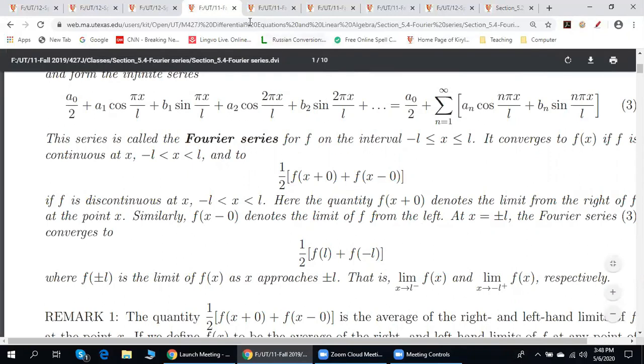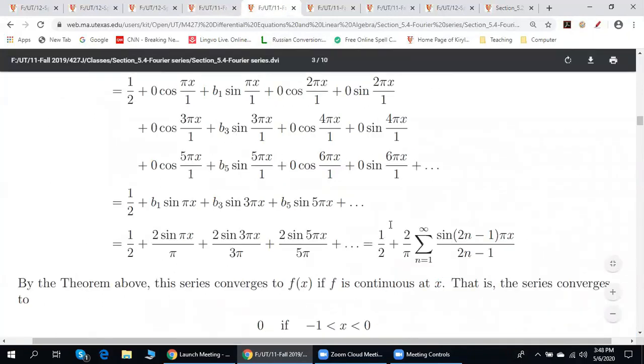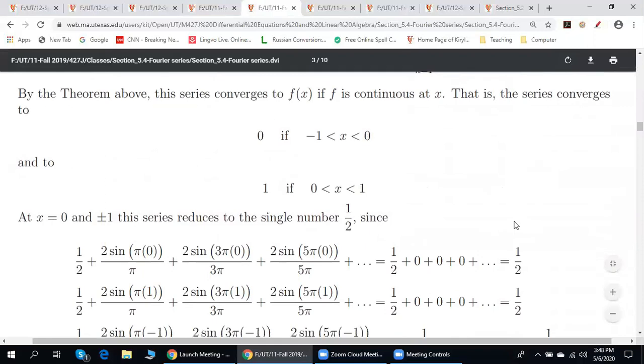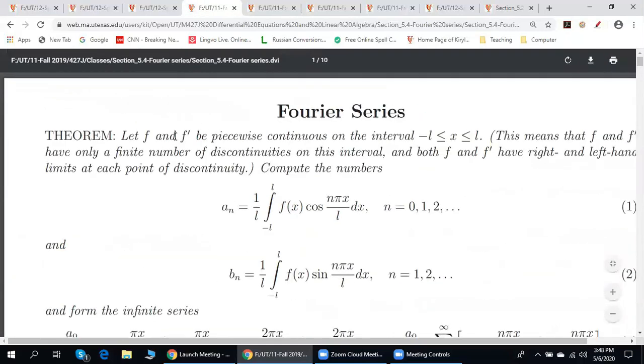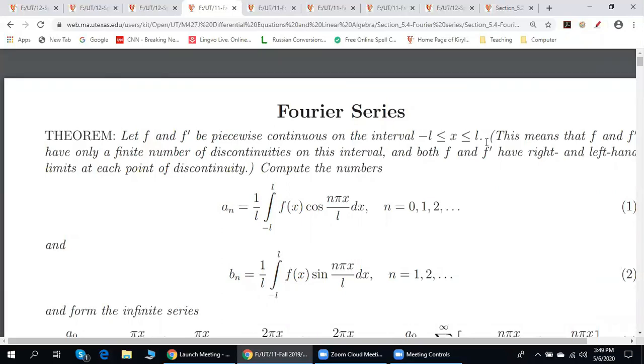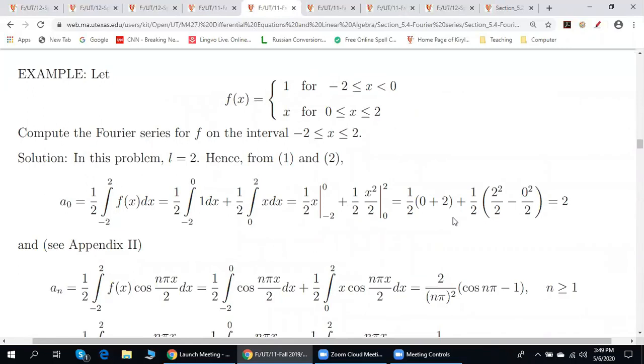Okay. Other questions? Does this work for any function f? It's written: f and f prime are piecewise continuous on this interval. Okay. Let us discuss this example. This example is similar to the previous one, it's just a little bit more technically complicated.